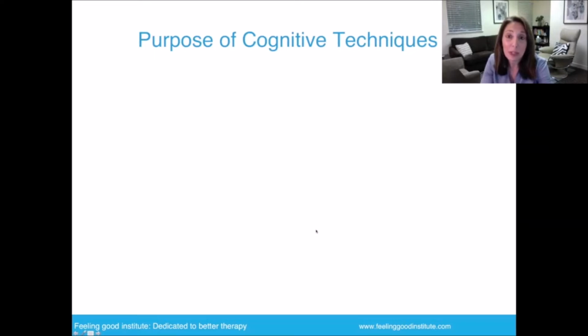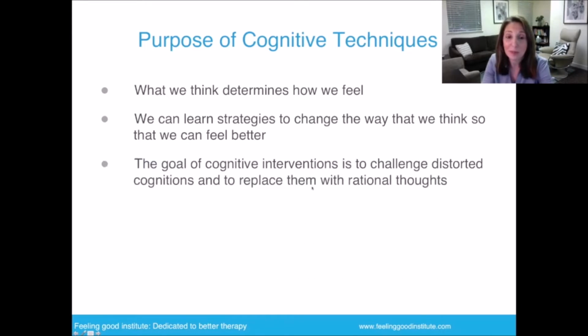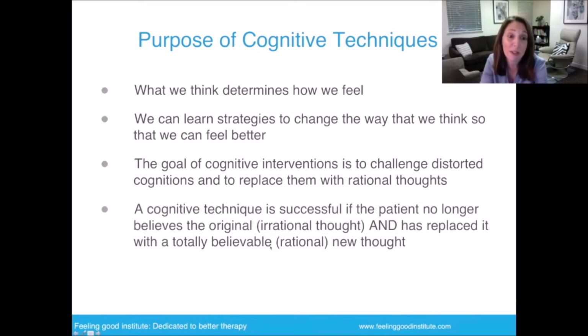So what is the purpose of cognitive techniques? We've just started to touch on that, but let's talk a little more about it. If what we think determines how we feel, then we can actually learn strategies to change the way that we think so that we can feel better. The goal then of cognitive interventions is always going to be to challenge distorted cognitions, kind of faulty thoughts, and to replace them with rational thoughts.